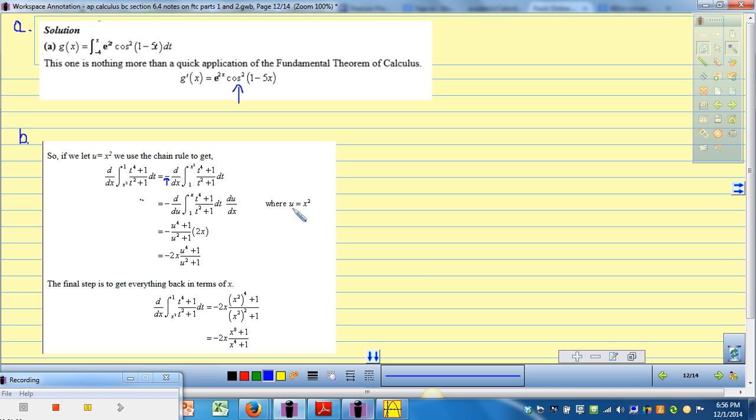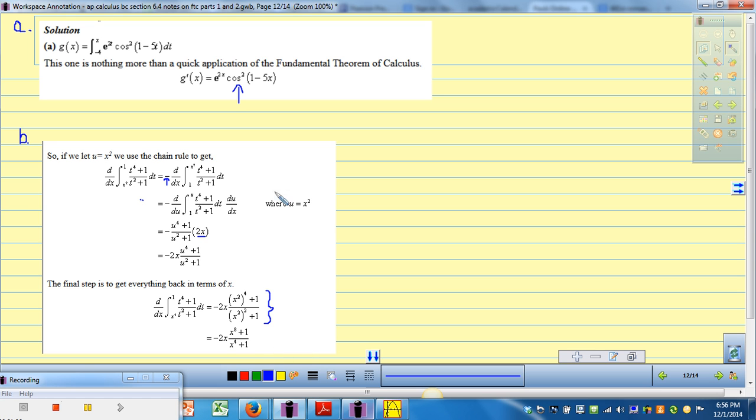In this example, they said go ahead and let u equal x squared to make it a little bit easier. So when we apply the derivative, we get u to the 4th plus 1 over u squared plus 1, times the derivative of the inside, the derivative of u, which would be 2x. That's what we get here. And then we just need to remember to go back to be in terms of x. So we replace u with x squared. And that's what's going on here. So we get x squared to the fourth plus 1 over x squared squared plus 1, all times negative 2x.